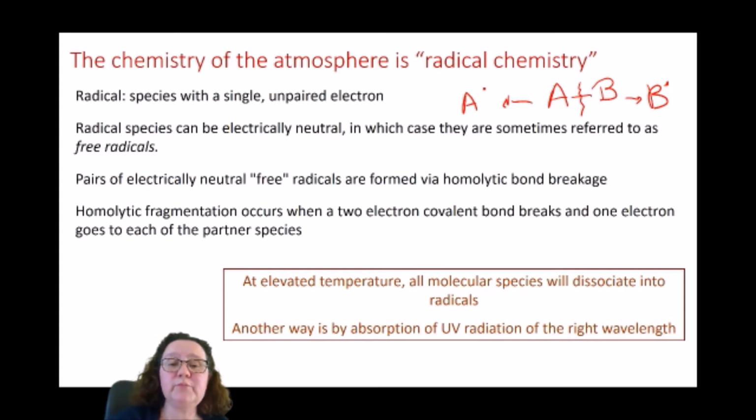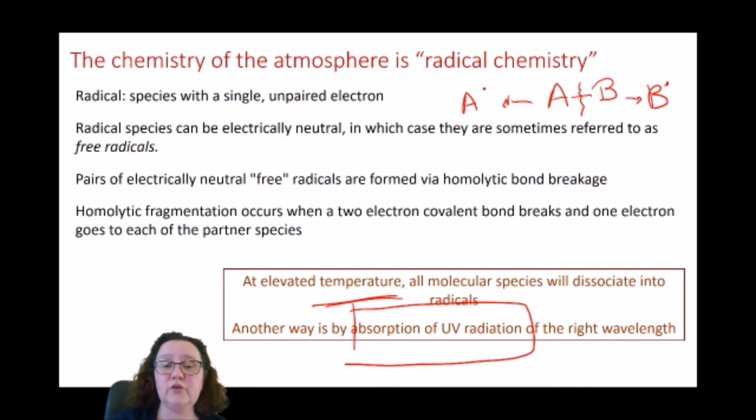How can you make radicals? Well, one way of making radicals is temperature. At sufficient temperature, any molecule, any chemical compound will dissociate into radicals. And another way, and the way it happens in the atmosphere, is by absorption of UV radiation of the right wavelength to break the bond.